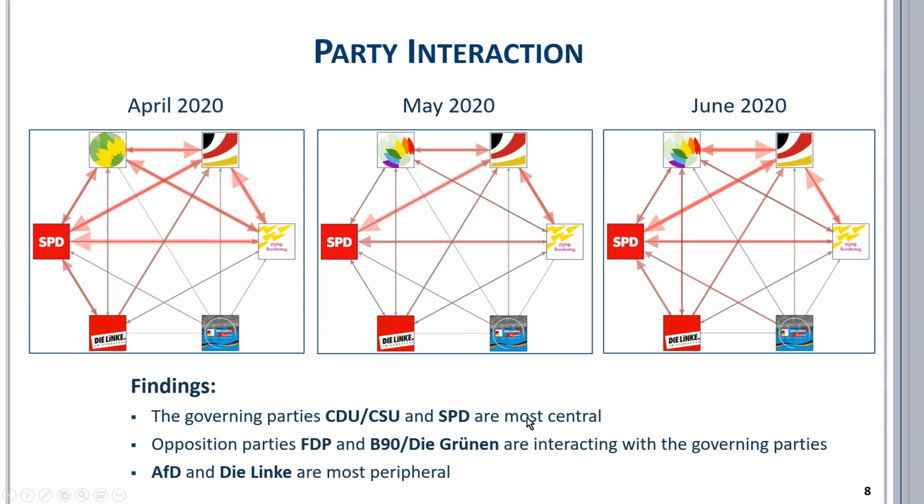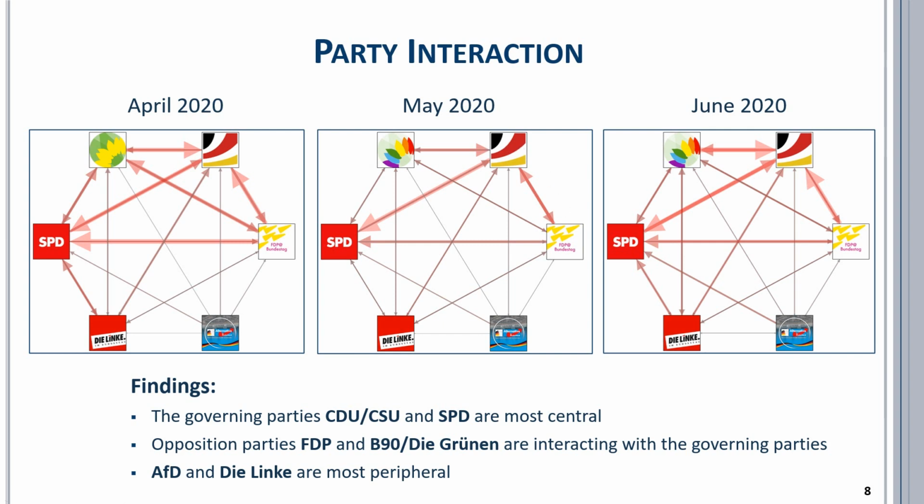And we see a very clear pattern, not only in these monthly data sets, but throughout the past 12 months. The first finding is obvious, which says that the governing parties, CDU-CSU and the SPD, are the most central parties in the Bundestag. At the same time, the Green Party and the FDP are interacting with these governing parties.